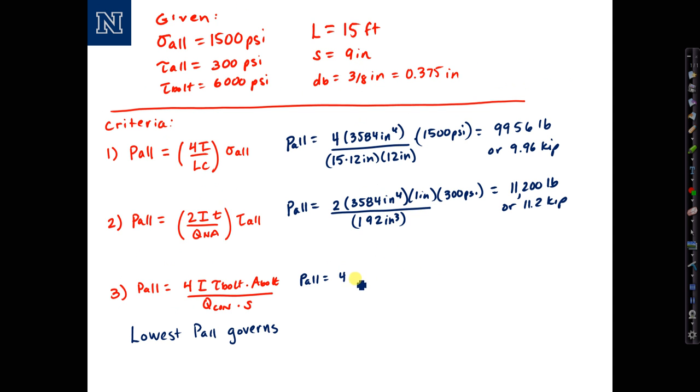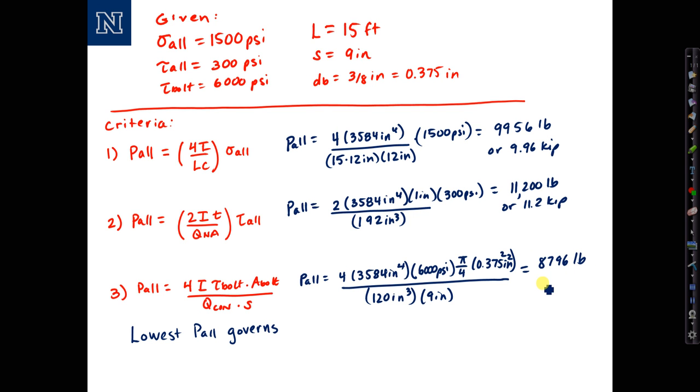P allowable equals 4 times 3584 for I, times tau allowable stress in the bolt, 6,000 psi, times the area of the bolt, which we'll take as pi over 4 times its diameter squared, in inches squared, divided by Q at the connection, 120 inches cubed, which we just computed, and S of 9 inches. This gives a value of 8796 pounds, or if we prefer, 8.8 kips.